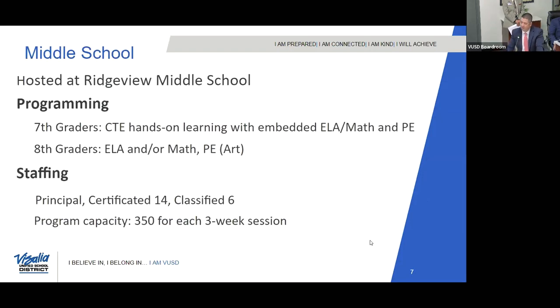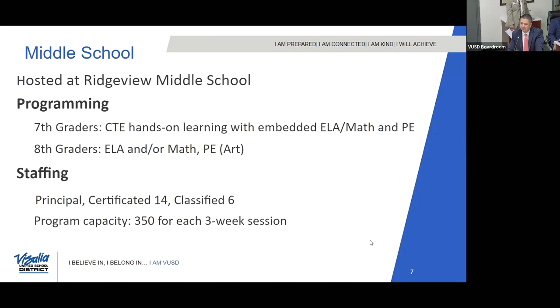In middle school, it'll be at Ridgeview Middle School this year, a program for seventh graders. Again, kind of that same theme that we have going on. So seventh graders are actually sixth graders coming into seventh grade. We're really going to be focusing on CTE, hands-on learning with embedded ELA and math. So what does that mean?